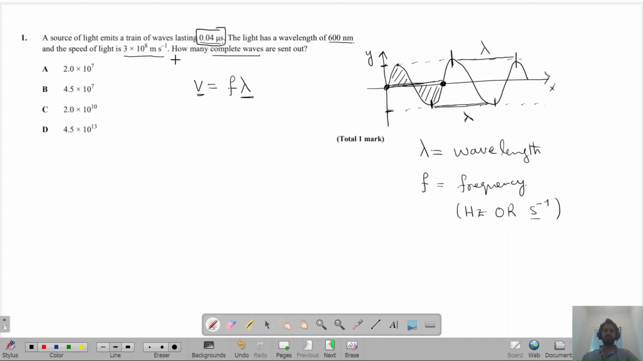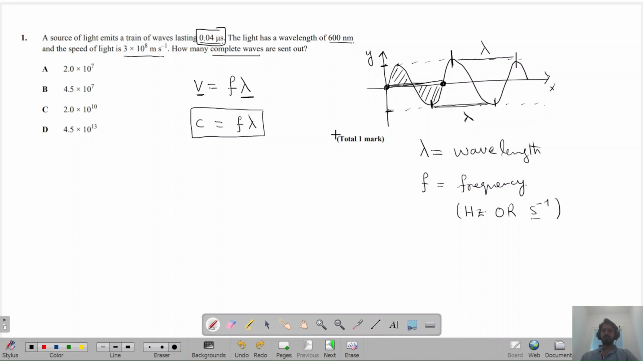And if you have an electromagnetic wave, because electromagnetic waves travel at the speed of light, we usually write this v as c, where c is the velocity of light, which is 3 times 10 to the 8 meters per second. So c equals f lambda. Now this is a very important equation that relates the speed of the wave to its frequency and its wavelength lambda.